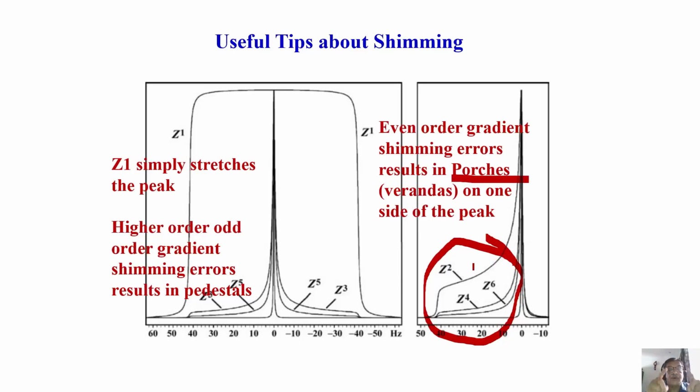You have to make sure your field homogeneity is very good. Then you must really get a peak like this. Look at the peak here, the central peak, exactly at 0. On either side, you have no pedestals, no verandas.